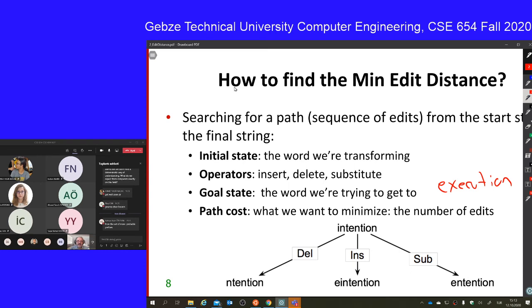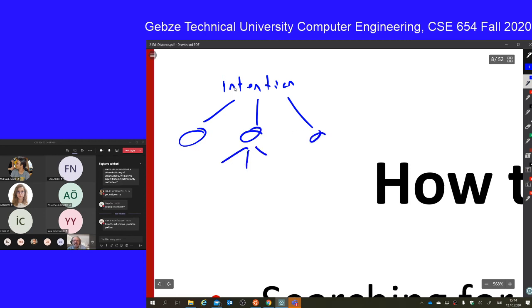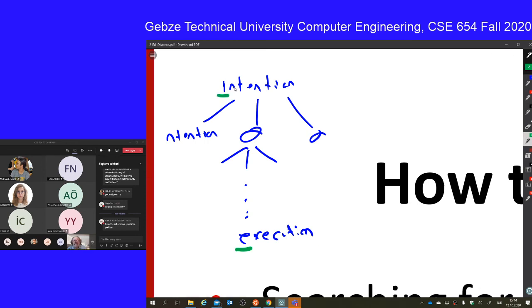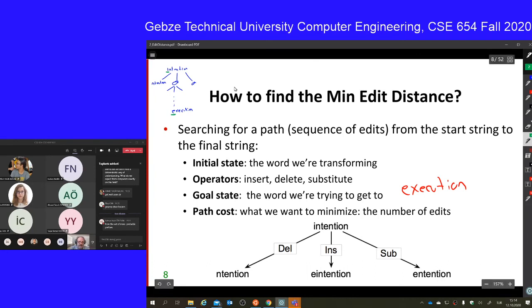That's the thing. So this is a tree. At the top of the tree, I have intention. I will follow these steps, and at the end somewhere I have this execution. So when I do the deletion, of course I will delete I. When I say substitute, what I expect is to substitute I with an E. Or when I do the insertion, insert an E, because then it goes towards the end. So our goal state is going to be execution. When we reach execution, we are done. And our initial state is intention.